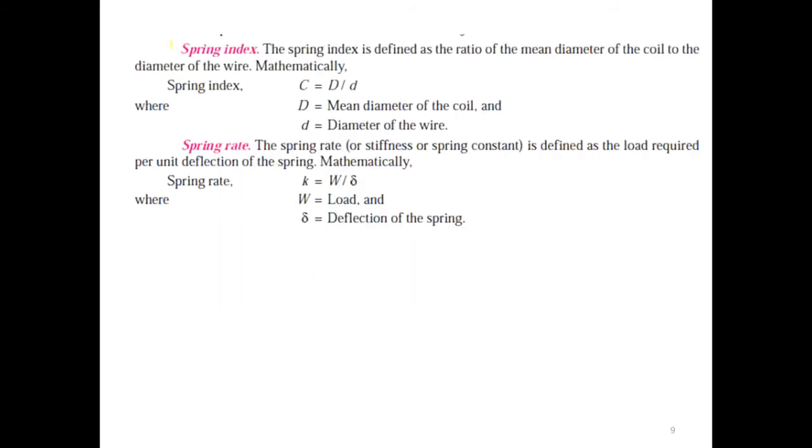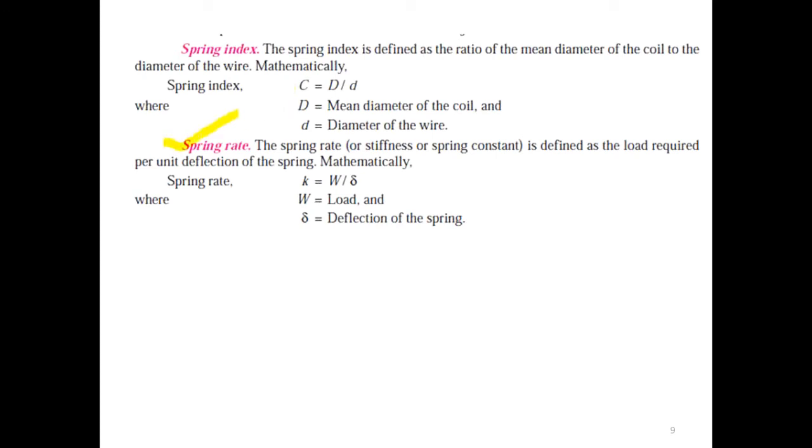So here, the spring index. The spring index is defined as the ratio of the mean diameter of the coil to the diameter of the wire. It is mathematically denoted by the capital letter C, and is nothing but capital D divided by small d. So D is the mean diameter of the coil, and small d is the wire diameter. And the spring index is a useful parameter to design the spring for different applications.